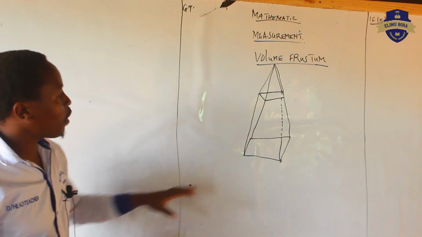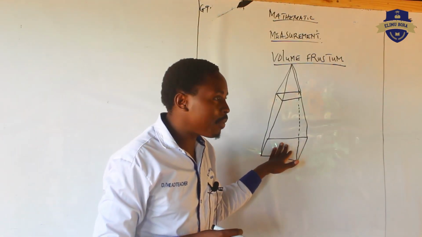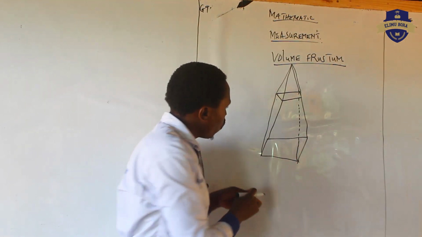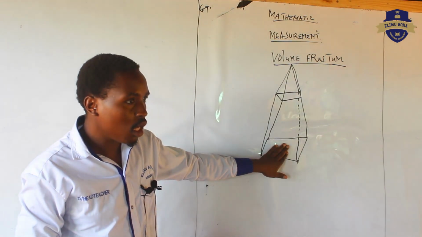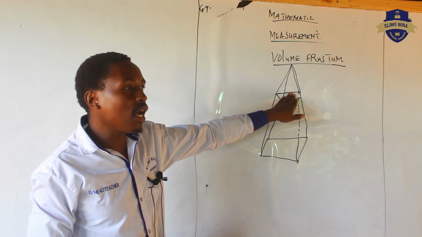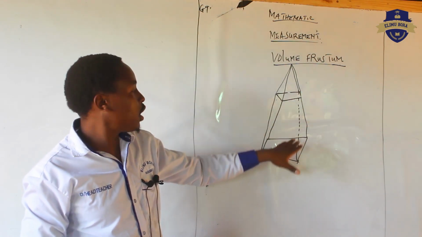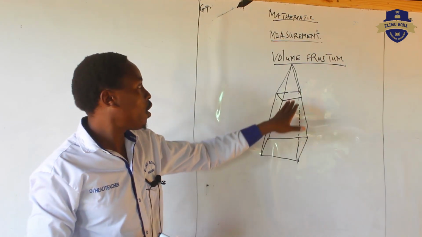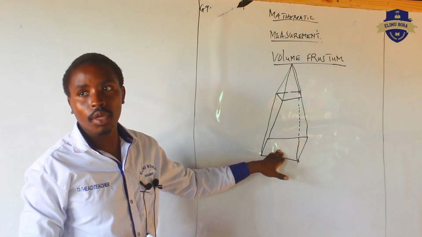So this Frustum, you can see down here you have a certain shape that can be seen, isn't it? Which shape are you able to see down here? A rectangle. And which shape is up here? Another rectangle. So it depends. When the shape down here is a rectangle or a square, you work according to how it is.